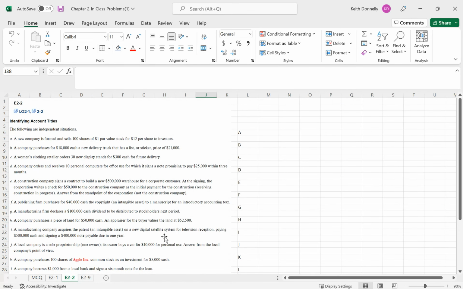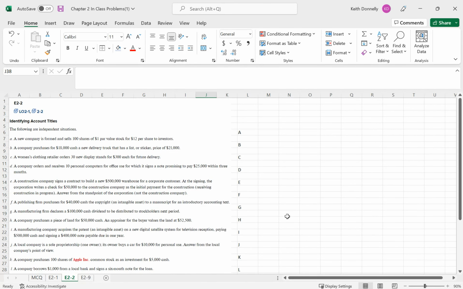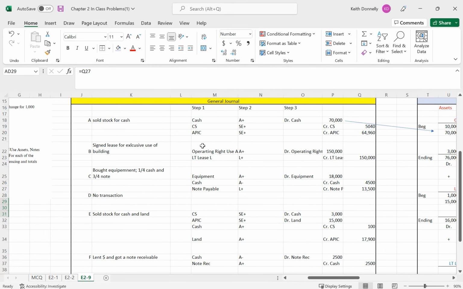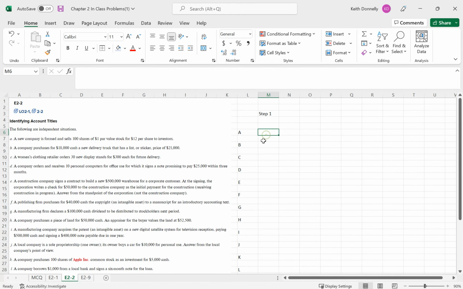So let's look here at E22, right? Another exercise. They're giving us A through M here, and what we're really working on here is step 1 of that journal entry. So step 1, if we go back here, that's where we just identified the accounts that were in play. So here's step 1. They want to know what are the 2 accounts in play. In other words, what did you receive and what did you give?